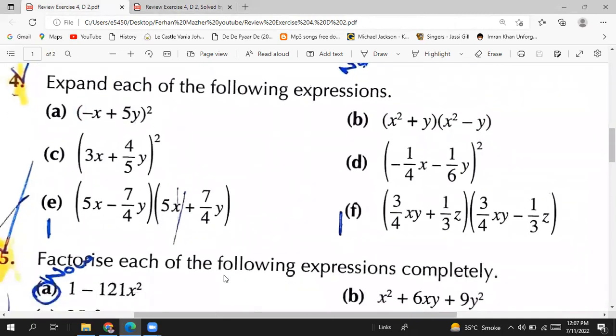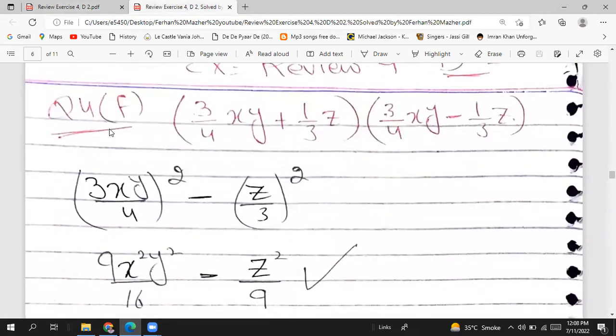Now on your screen, coming up, question number 4, F part. Again, it's the same question. It's like A plus B into A minus B, and that will be equal to A square minus B square. So let's solve it. Question number 4, F part. You will have 3xy by 4 whole square minus z by 3 whole square. So it will be 9x square y square by 16 minus z square by 9. So we have used that formula. I told you A plus B into A minus B is equal to A square minus B square.